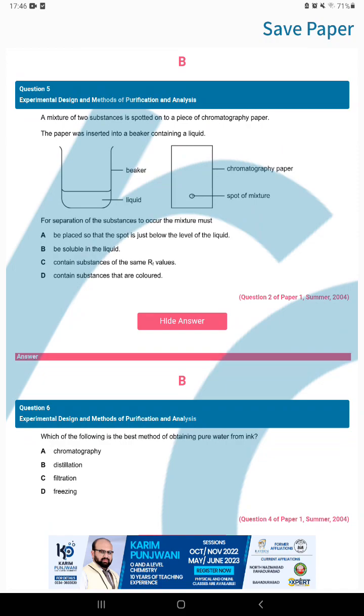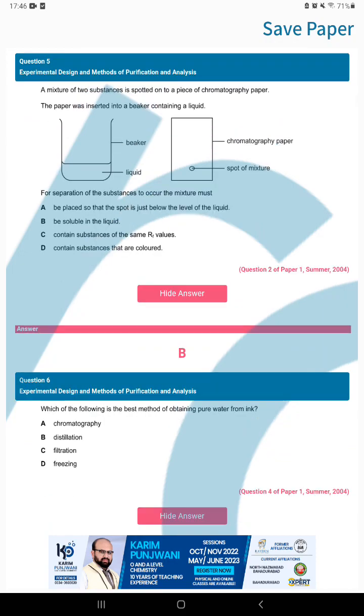A mixture of two substances is spotted onto a piece of chromatography paper. The paper was inserted into a beaker containing a liquid. For separation of the substances to occur, the mixture must be placed so that the spot is just below the level of the liquid, must be soluble in the liquid, must contain substances of the same RF values, must contain substances that are colored. I've got the answer. What do you think?